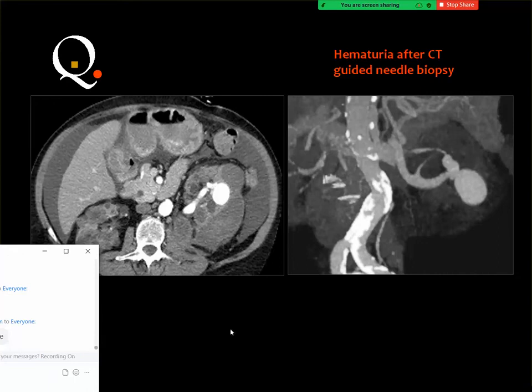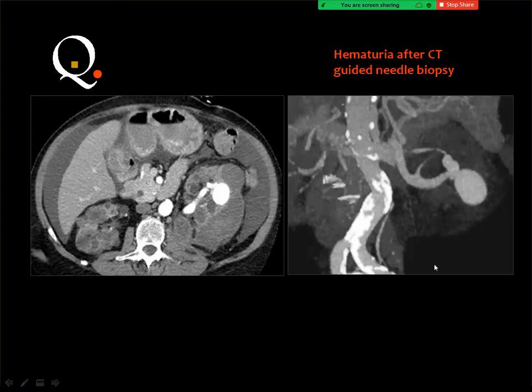Nephritis, no. Polycystic kidney disease, no. Hematoma, no. Okay, this is an aneurysm, and you can see this is the arterial phase and the saccular dilatation of one of the intrarenal branches of the renal artery, and it is seen also in the reconstructed image of the angiogram.